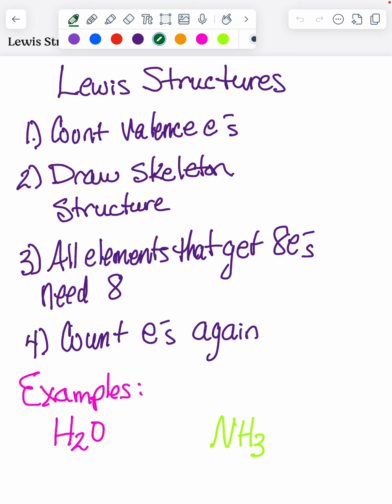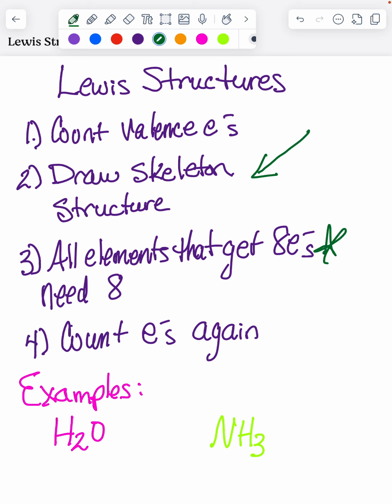So let's remember on drawing the skeleton structure, the element you put in the middle is usually the one that can make the most number of bonds. So think about something that has 5 valence electrons. It can make 3 bonds. Something that has 7 valence electrons can only make 1. So you'd put the one that can make the 3 bonds in the middle. And then this part here about elements getting 8 electrons.